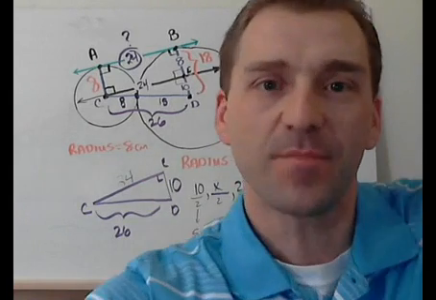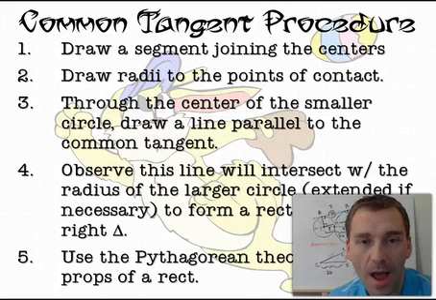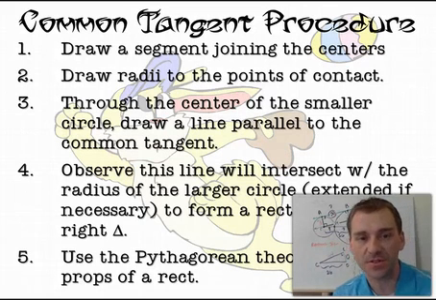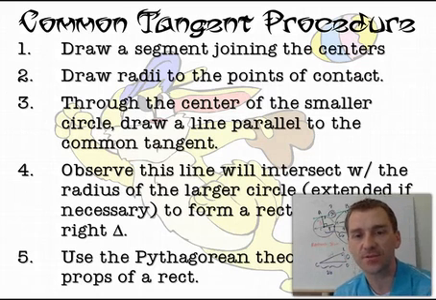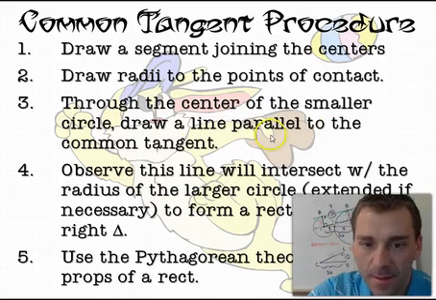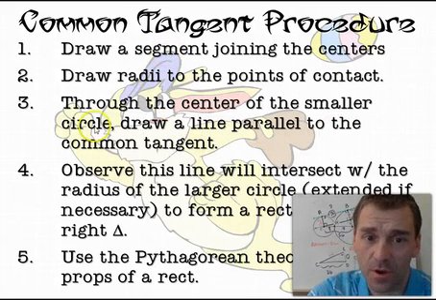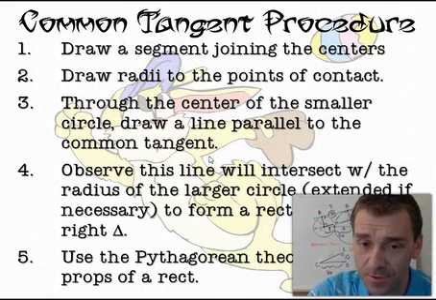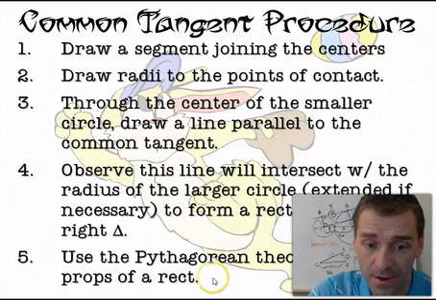So back to the steps to make sure we can recap that. There they are, the common tangent procedure. Draw the segment joining the centers. Draw the radii to the points of contact, and through the center of the smaller circle, draw a line that's parallel to the common tangent. Again, your picture needs to be drawn as accurately as possible because all this coming together is extremely crucial to look right, to make a rectangle and a right triangle.